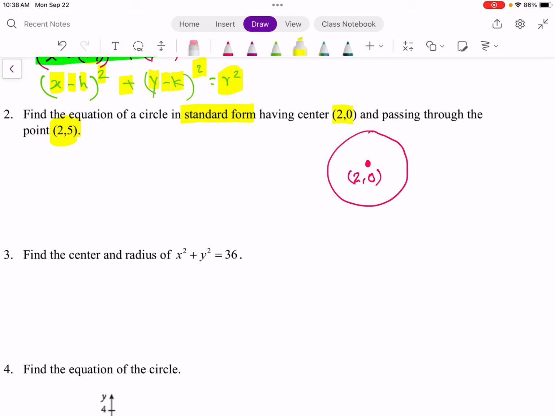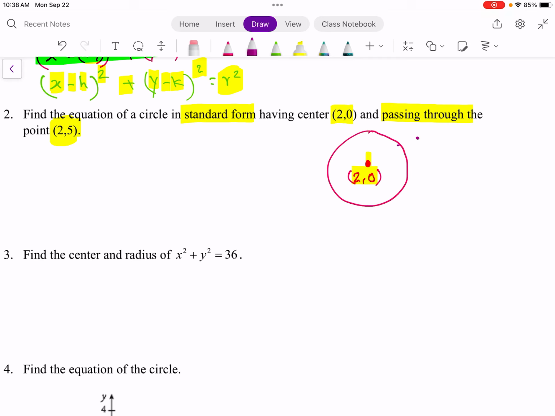Now where do we find that (2, 5) point on the circle? Is it inside the circle, outside the circle, or on that circle? So we have to find the equation of the circle. This circle has a center (2, 0), and it is passing through the point (2, 5). Now where is that (2, 5) point? No, it's not outside. It has to be on this circle.